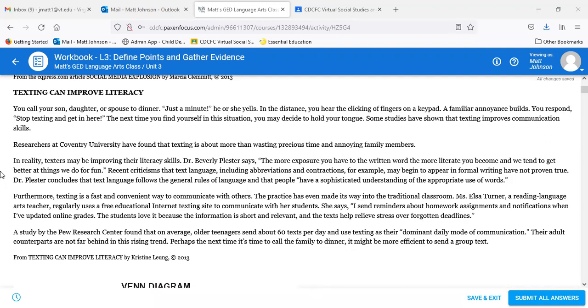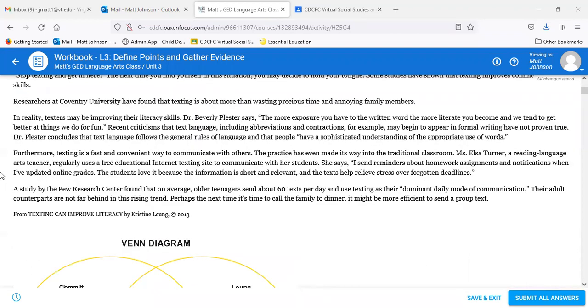So we get a reason, right, as far as improved literacy, all in that one paragraph. Improved literacy is her claim. She uses Dr. Beverly Plester for evidence. Then she goes to a counterclaim, right? She goes to that retort, that recent criticisms that text language, you know, and so on. And then she deals with that with the same professor or doctor with a statement there. So refuting the counterclaim. Furthermore, transitional language, adding on.